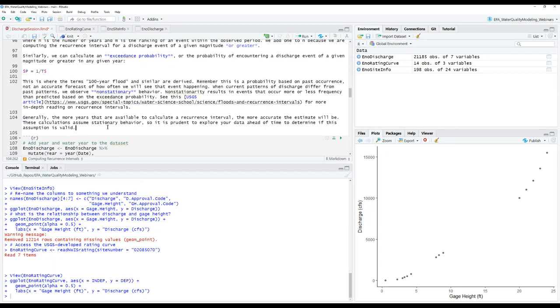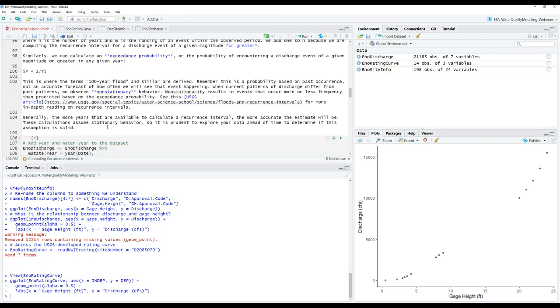So this is not meant to be an accurate forecast, but simply a probability based on what we've seen in the past. This really relies on what we refer to as stationary behavior. So we assume that the patterns of the past are going to be the same as the patterns in the future. This obviously isn't always the case.